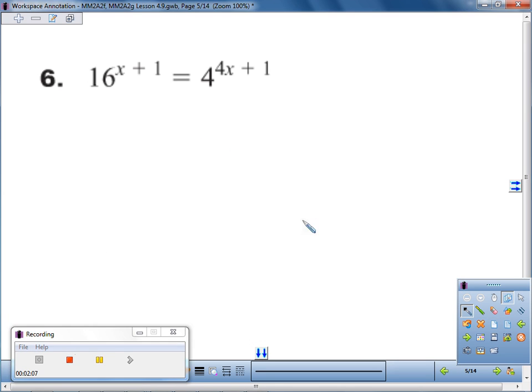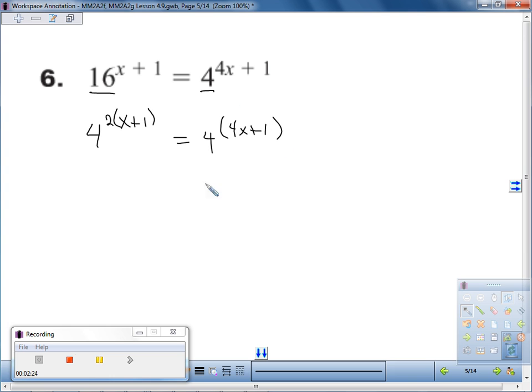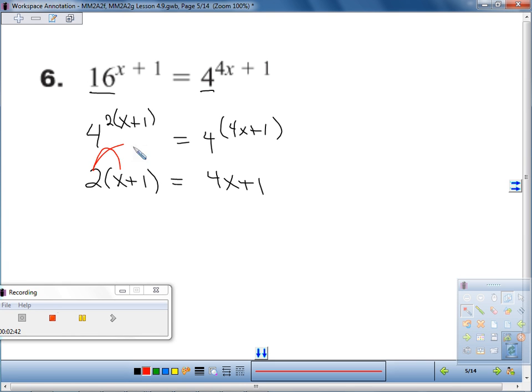Alright, number 6. Again, get the same base. I have a base of 4. Can I make 16 in the base of 4? Yeah. 4 squared gives me 16. Now we could actually use the base of 2 as well, but we'd change this. So to save a little bit, I'm not going to change that. So let's just have 2x plus 1 is equal to 4x plus 1. Let's distribute the 2. So we get 2x plus 2 is equal to 4x plus 1.